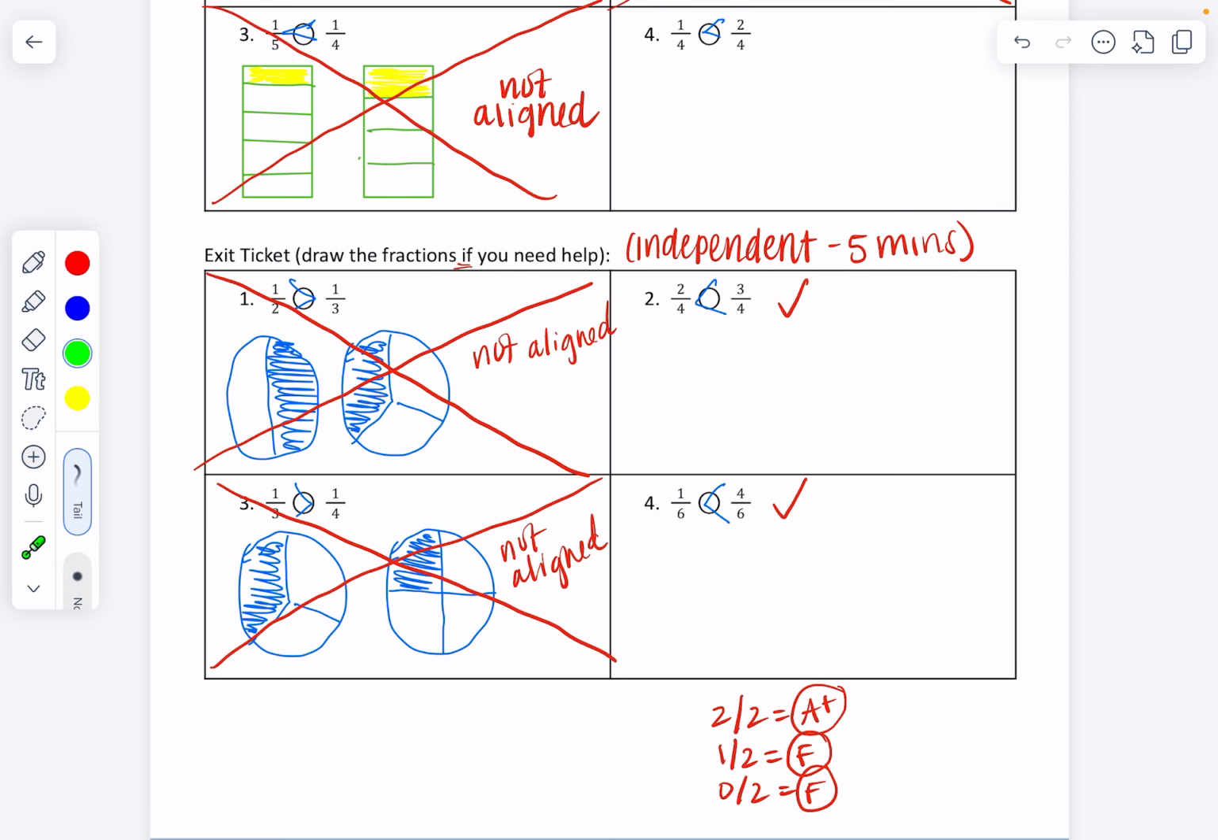Students will spend about 5 minutes. You'll give them a score out of 2 points to see whether they have mastered the content or not.